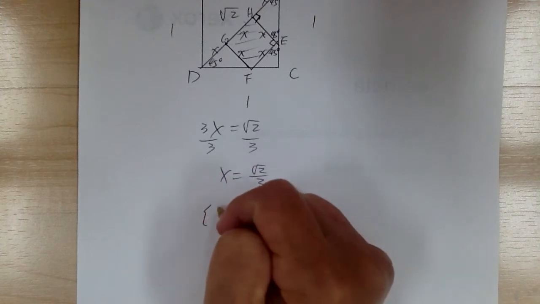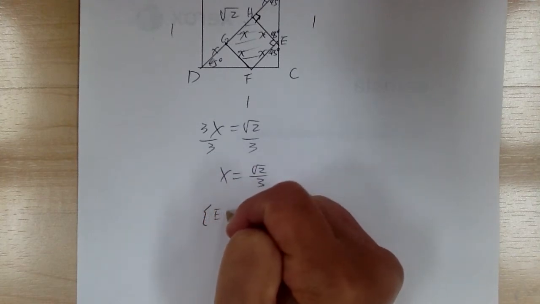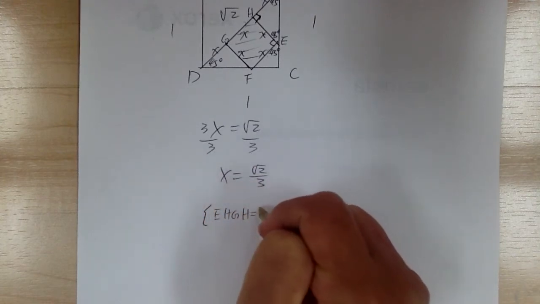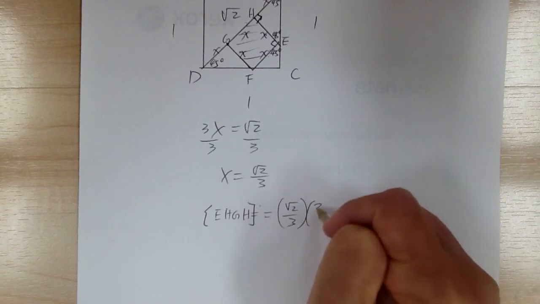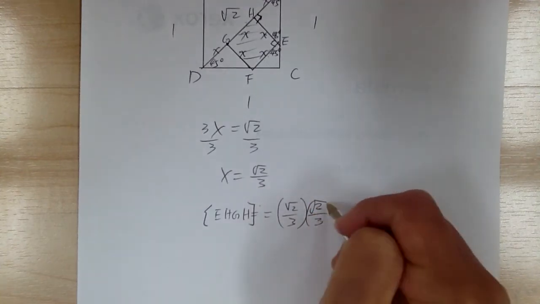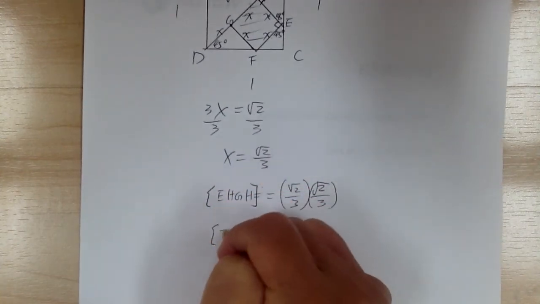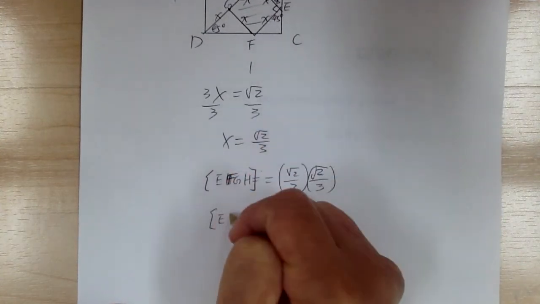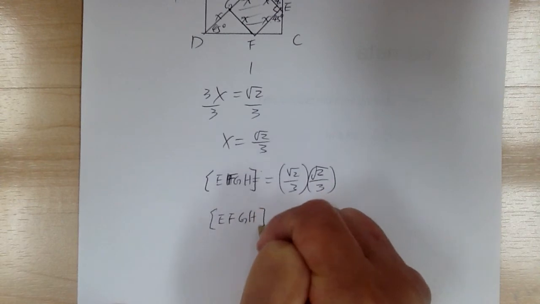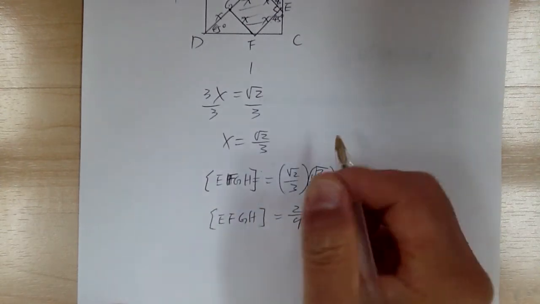So the area of EFGH is a square, so it would be side times side, so it would be square root of 2 over 3 times square root of 2 over 3. So the area of EFGH is equal to 2 over 9.